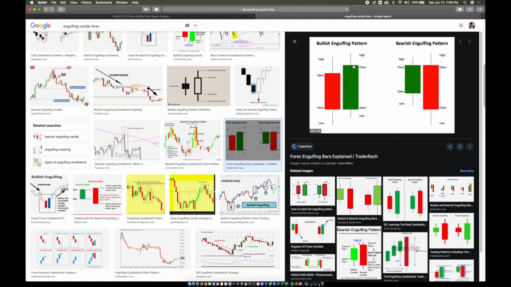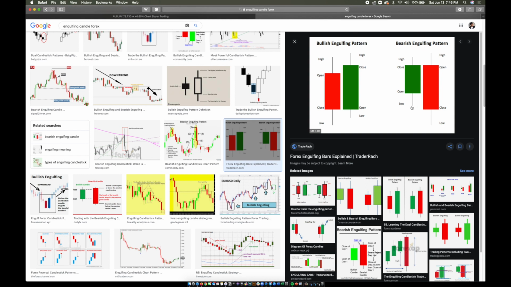You see how this green candle is bigger than this red candle? This green candle engulfed this red candle. So this is how you know that this is a bullish engulfing. Bullish meaning buy, meaning up. This green candle is higher than this red candle, so that would be engulfing. And it's the opposite for bearish. This bearish candle is lower than this green candle, and bearish means sell, means down.